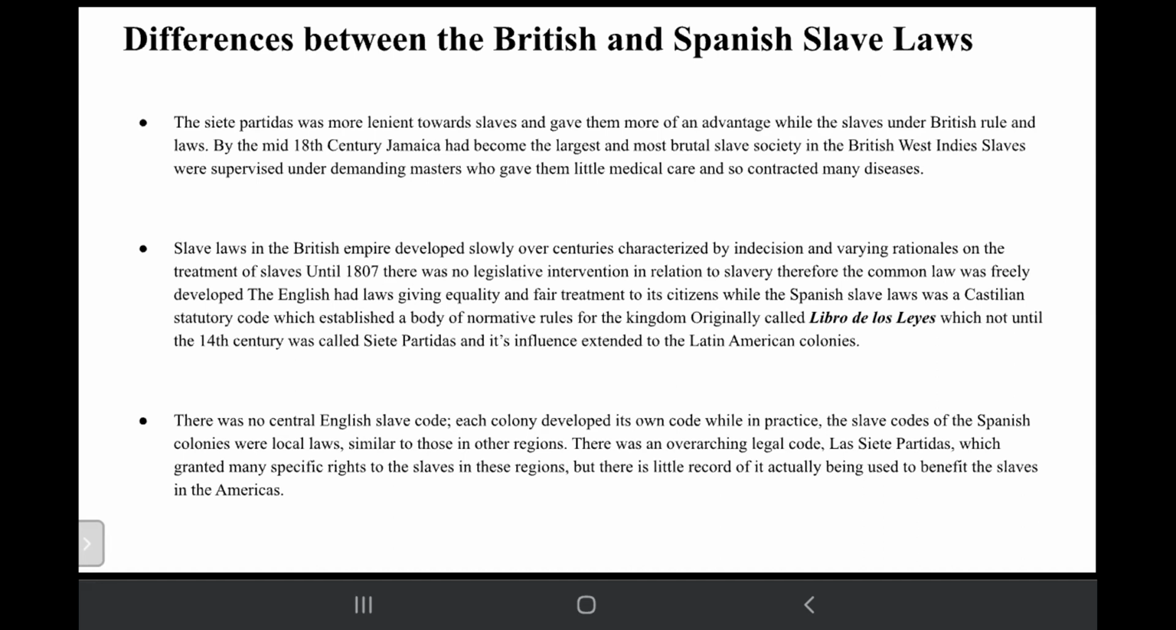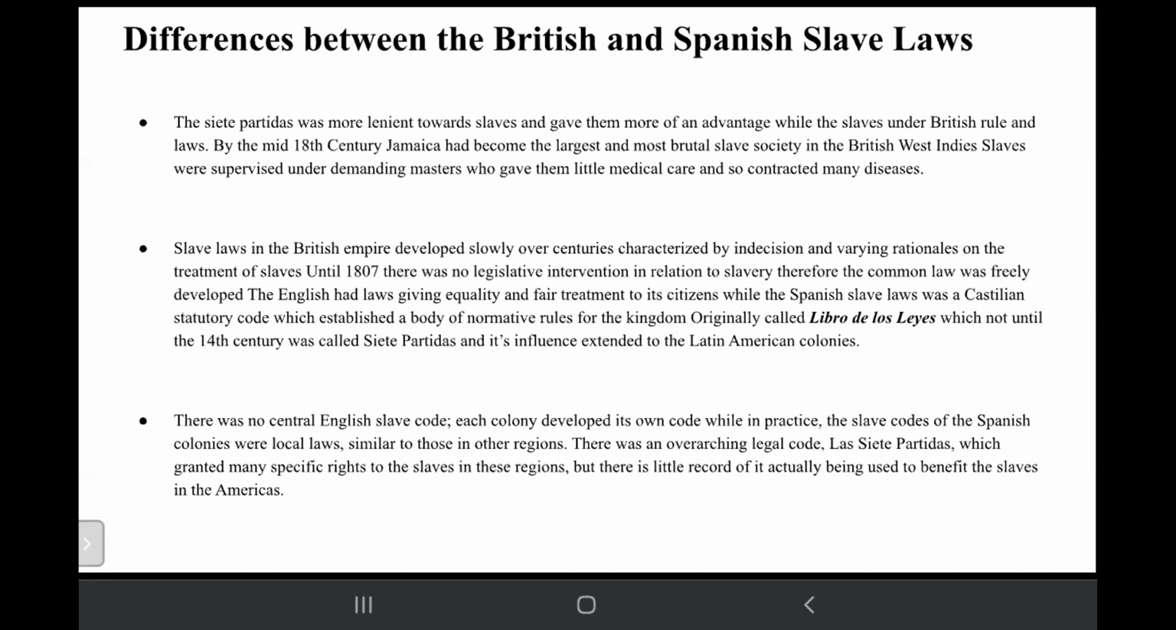The English had laws giving equality and fair treatment to its citizens, while the Spanish slave laws were a Castilian statutory code, which established a body of normative rules for the kingdom, originally called Libro de las Leyes, which not until the 14th century was called Siete Partidas, and its influence extended to the Latin American colonies.